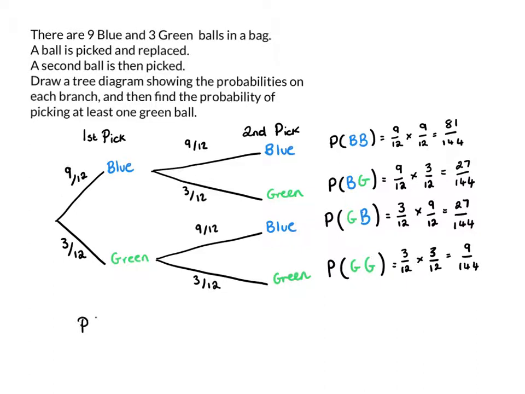So hopefully you were able to draw this probability tree and find all of the outcomes at the end. If we want the probability of at least one green ball, we're going to add together these 3. So 27 over 144, add 27 over 144, add 9 over 144. The other way we could have done it is this one is left over. So we could have done 1 subtract 81 over 144 and you would have got the same answer.